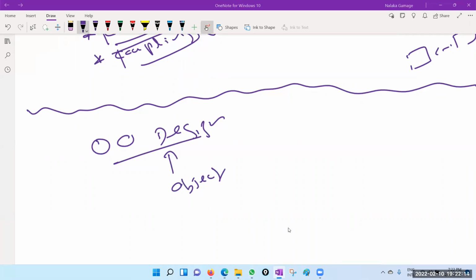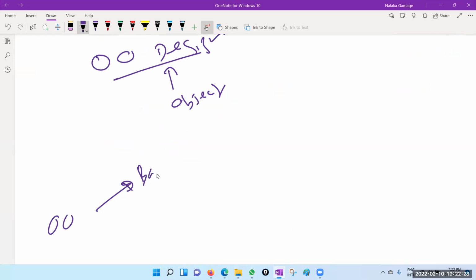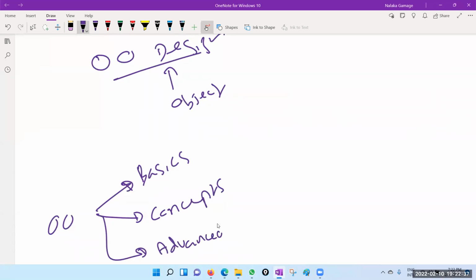So in object-oriented designing, we just think in terms of objects. If someone asks what are the basics of object orientation, we can think of it like that: object-oriented basics, the object-oriented concepts, and some advanced concepts. So what are the basics? The concept of object and message. That's it. Object and the concept of message.